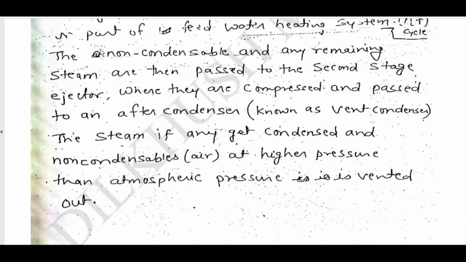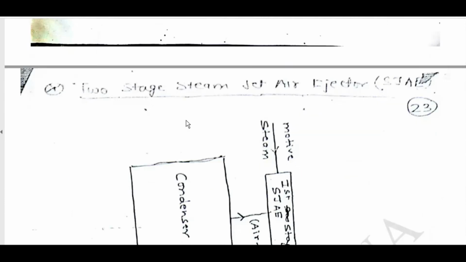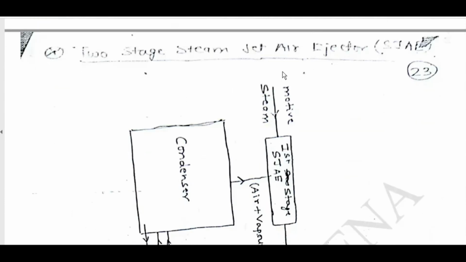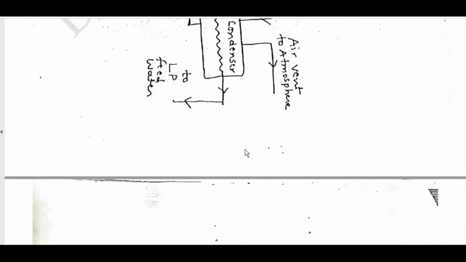Heater cycle efficiency increases. The non-condensables and remaining steam are then passed to the second stage ejector, where they are compressed and passed to an after condenser known as vent condenser. The steam, if any, gets condensed. The non-condensables at higher pressure than atmospheric pressure are vented out. Two-stage steam jet ejector. This is a two-stage steam jet ejector.